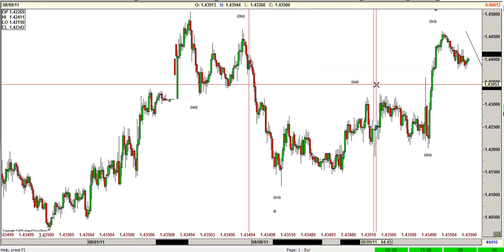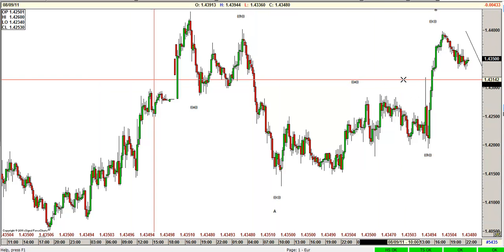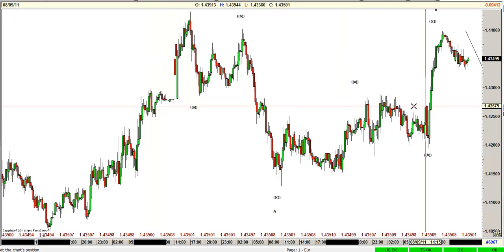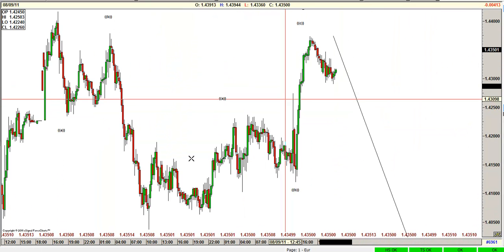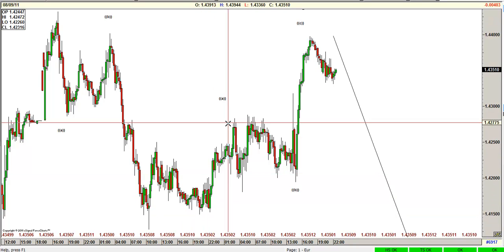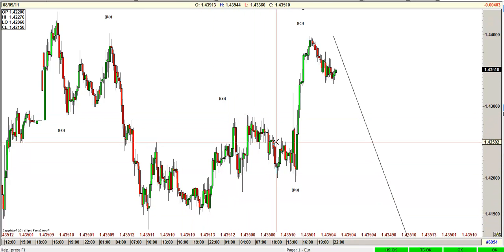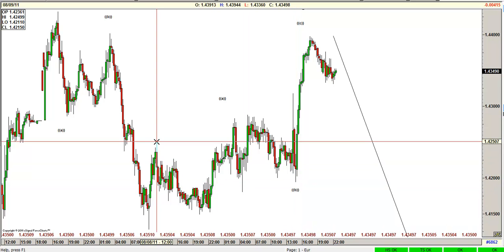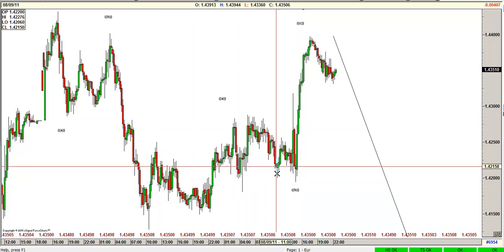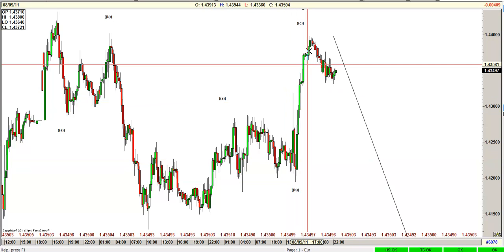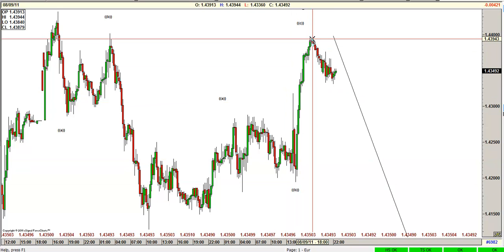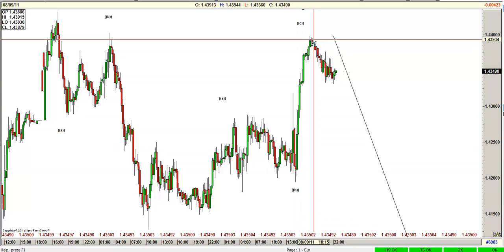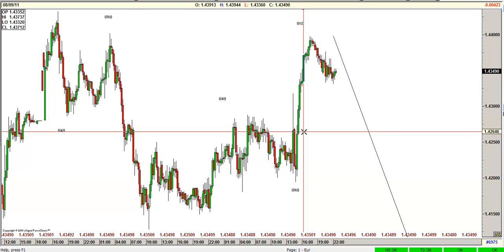noticed here, and this is what got me thinking about it, which is I got 1, 2, 3, 4, 5, 6, sorry, 1, 2, 3, 4, 5, 6, 7, 8, 9 wave right here. So this move right here is completed. This move right here is completed.